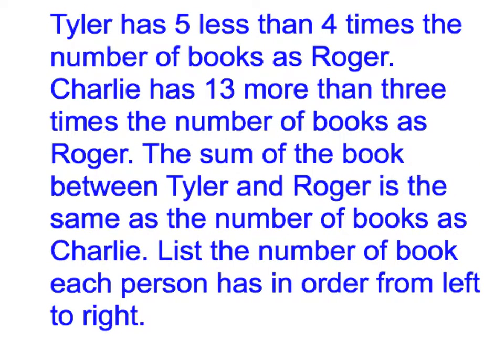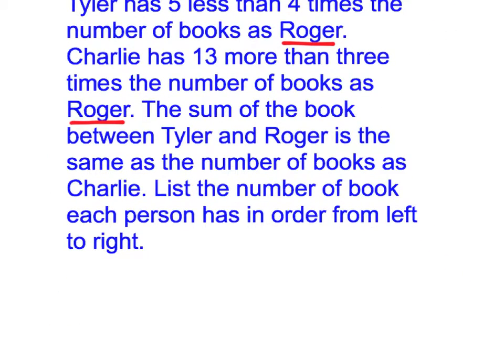Tyler has 5 less than 4 times the number of books as Roger. Charlie has 13 more than 3 times the number of books as Roger. You're referring to Roger, but you don't really know what Roger has, not even a clue. So Roger would have to be x. The sum of the books between Tyler and Roger is the same as the number of books as Charlie. Then we have to list them in order from left to right.